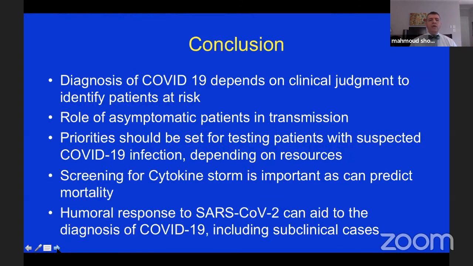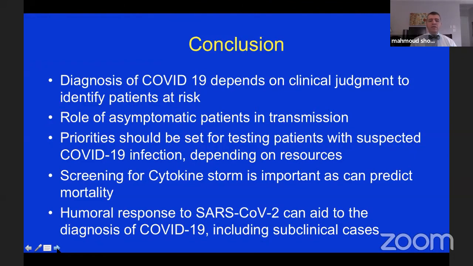To conclude, we need to remember that this is a pandemic, it's everywhere, so we need to still use clinical judgment in identifying patients who need to be tested and isolated and treated for COVID-19. We need to always remember the role of the asymptomatic patients in transmission, and obviously test, as the WHO mandates. If you have the capabilities, you will identify a lot of those patients and isolate them early. We need to set some priorities for testing if the test is not available, depending on the resources.